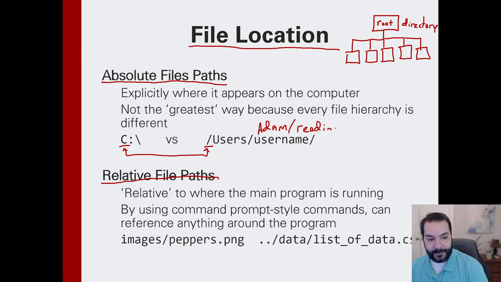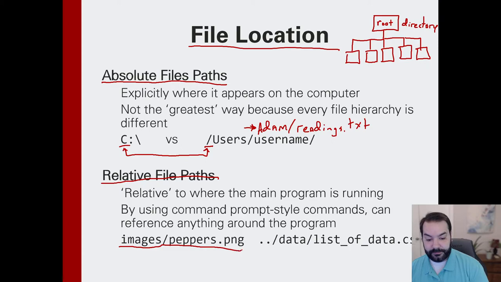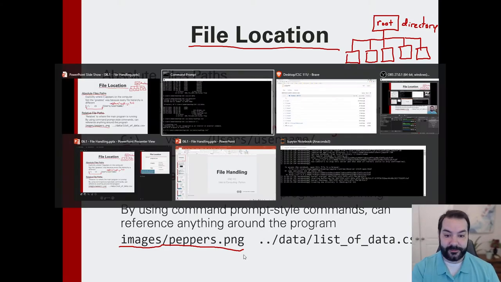readings.txt, and I don't happen to have an Adam folder, well, my code is going to crash because, again, Python doesn't know that folder. It's like, oh, I can't see that, so nothing's there. When we think about a relative file path, what's going on here is we're saying, I'm going to just use my surrounding environment to reference some material.